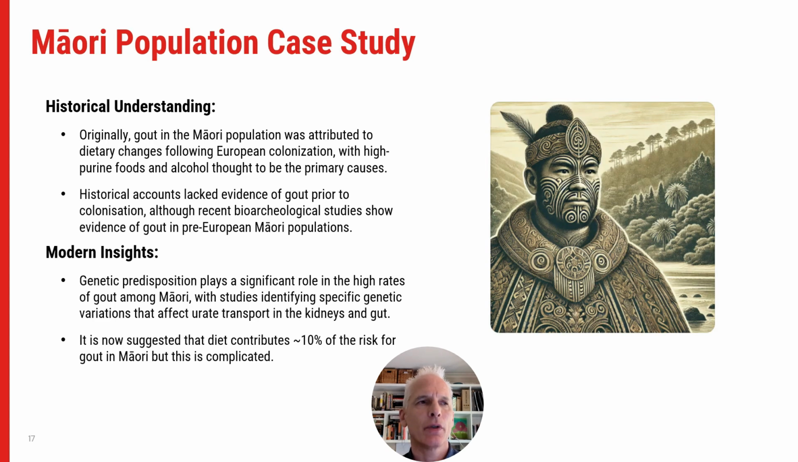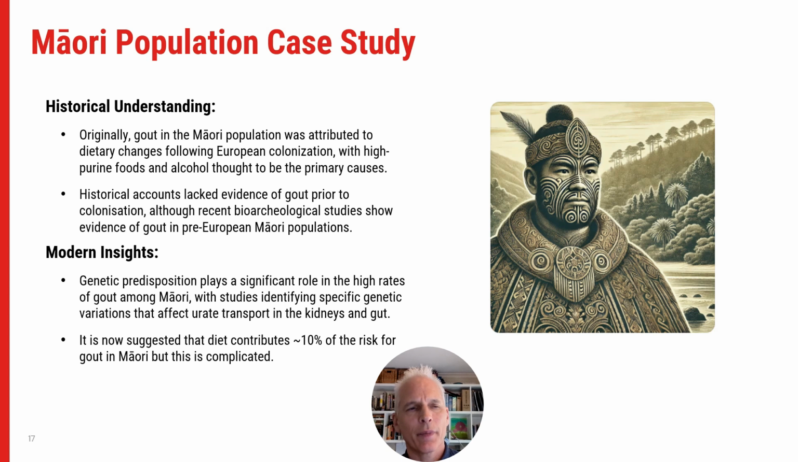So I'm just going to talk about the Maori, sometimes pronounced Maori, population in New Zealand. Originally the gout in the Maori population was attributed to dietary changes following European colonisation. They felt that when the Europeans arrived in New Zealand roughly about 800 years ago and introduced their new Western diet, or the European diet, as well as higher amounts of alcohol, this must have caused high gout in the Maori population.